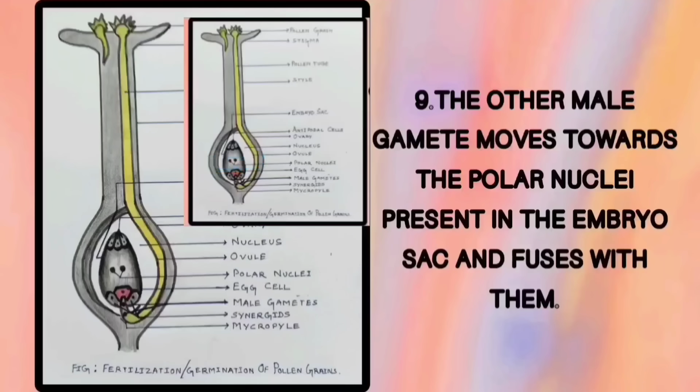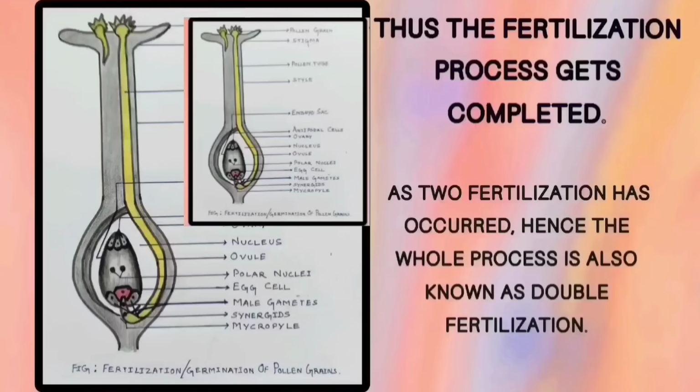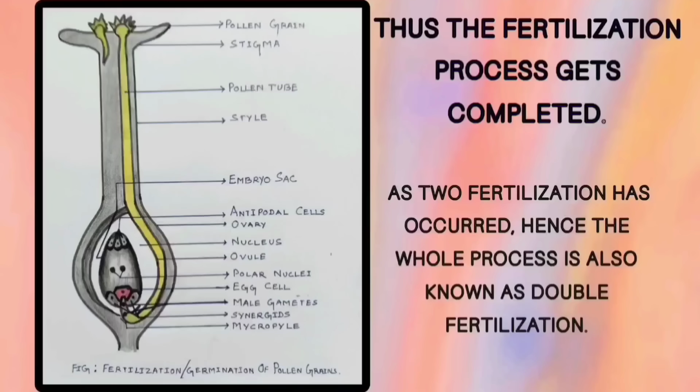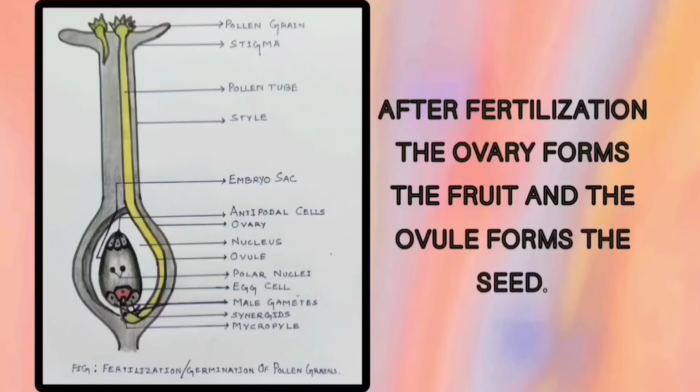In the ninth step, the other male gamete moves towards the polar nuclei present in the embryo sac and fuses with them. Thus, three nuclei fuse together to produce the endosperm nucleus. Thus, the fertilization process gets completed. As two fertilizations have occurred, the whole process is also known as double fertilization. An ovary forms the fruit and the ovule forms the seed.